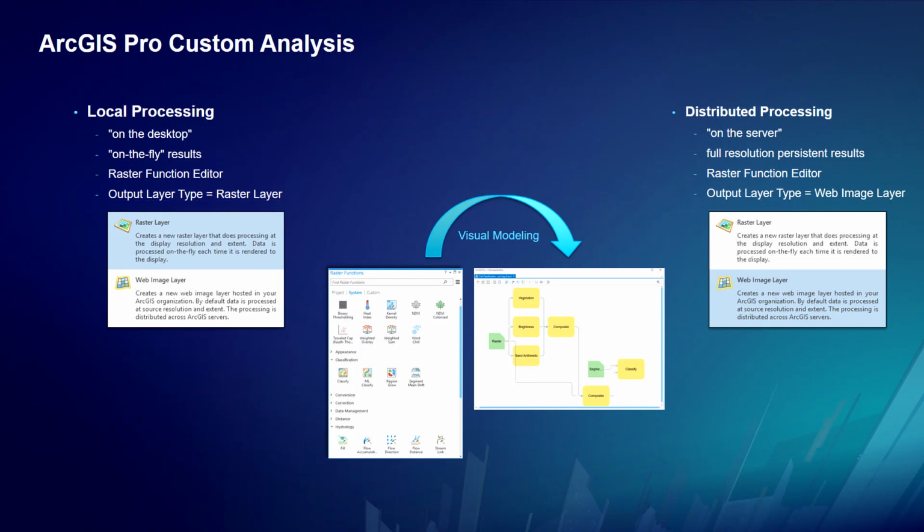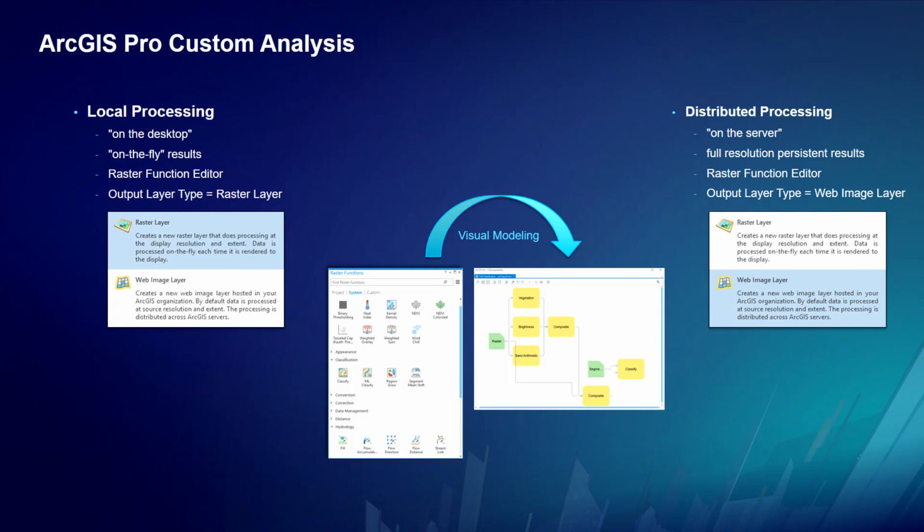Pro custom analysis, like we said, works this way: when you design a function in the raster function editor in Pro, once you have your model, the user experience allows you to decide, do I want to run that locally first and look at the results on the fly? And once I QA it and look at it, I might want to submit it to the server on a larger data set, right?